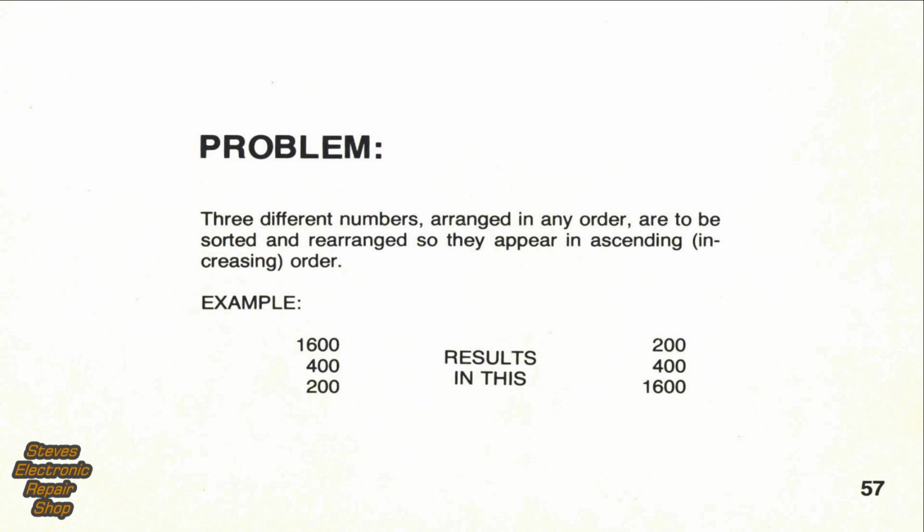Frame 57. Well, we made it through a pretty complex problem, didn't we? Ready for another? Here's the problem. 3 different numbers, arranged in any order, are to be sorted and rearranged so they appear in ascending, or in other words, increasing order. For example, the 3 numbers at the bottom left will be rearranged as shown on the right.